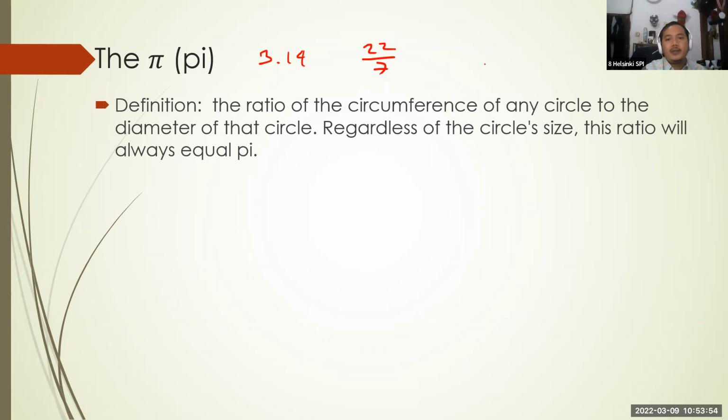So if I write that down, pi is the ratio of the circumference, circumference itu C, to the diameter. Berarti pi itu adalah C berbanding D. C is the circumference, D is the diameter. So basically it's that. Regardless of the circle size, the ratio will always equal pi. Any size of circle, the pi will always be that. That's why you have that value, 3.14 or 22 over 7.